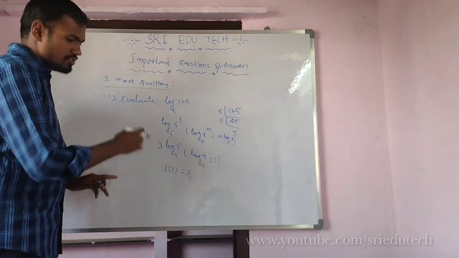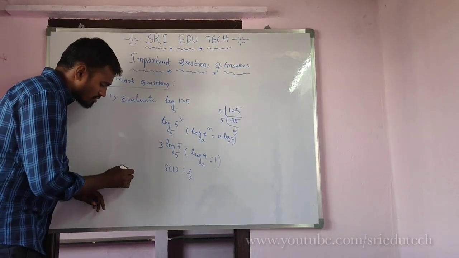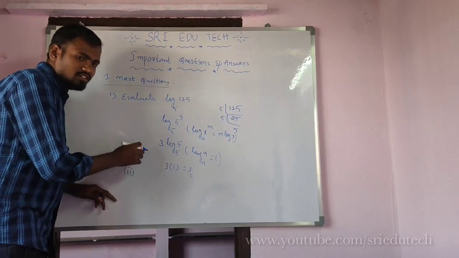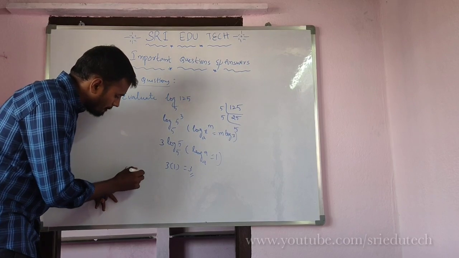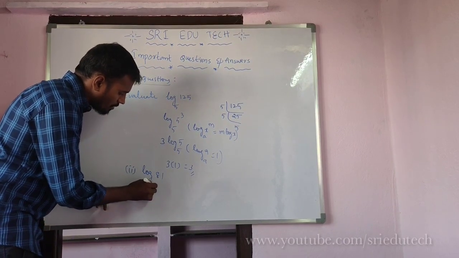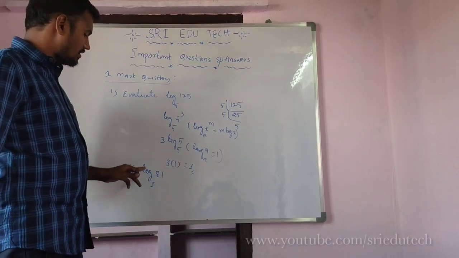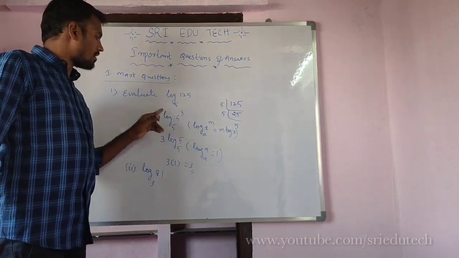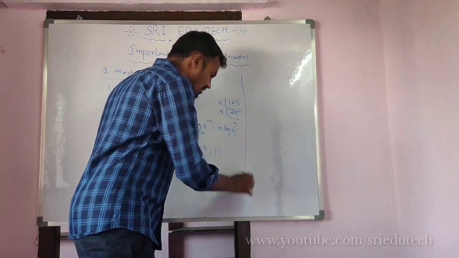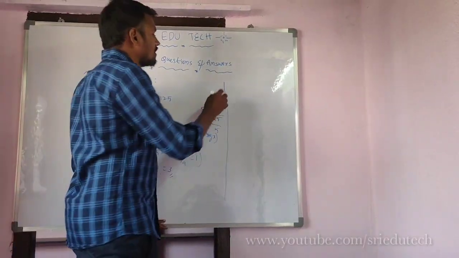I am giving one more question based on this topic. Do log 81 base 3. Do this with the same model. Next, one more question.